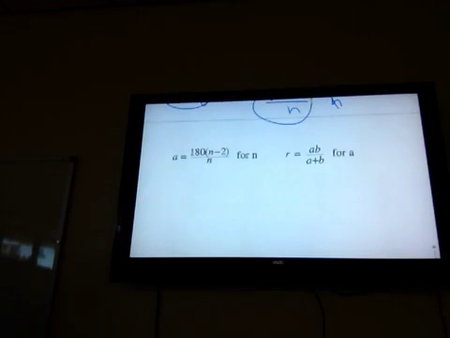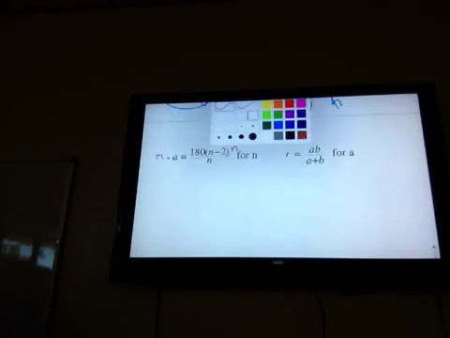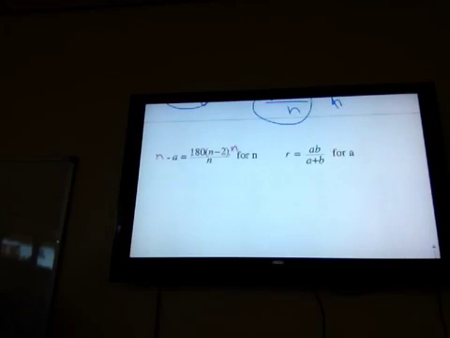Okay, we have a fraction first, so it doesn't matter what we're solving for yet. Get rid of it by multiplying both sides by that denominator. So I have n times a. N cancels over here, and I have left 180 times n minus 2.